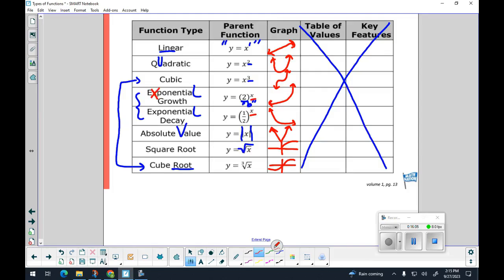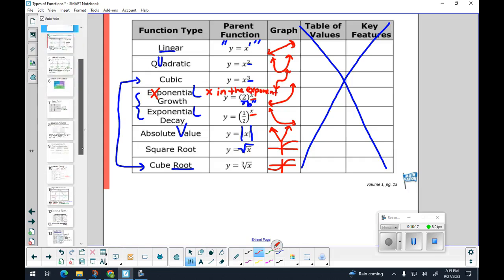Okay, notice again that it's x in the exponent for exponential. So we know that it's exponential, so we should be looking for now the difference between the growth and the decay.